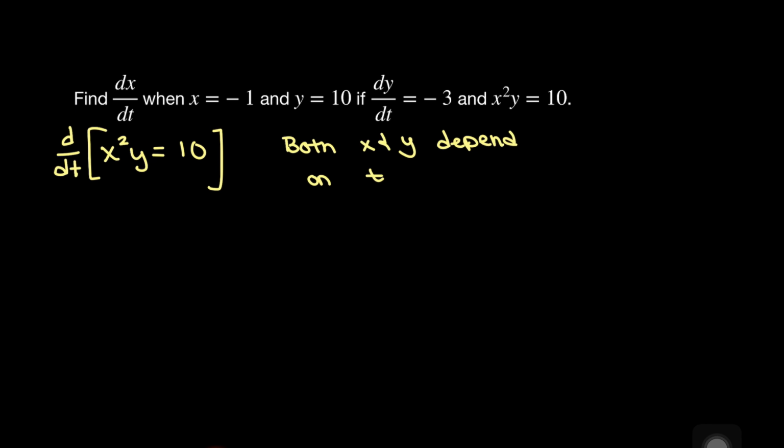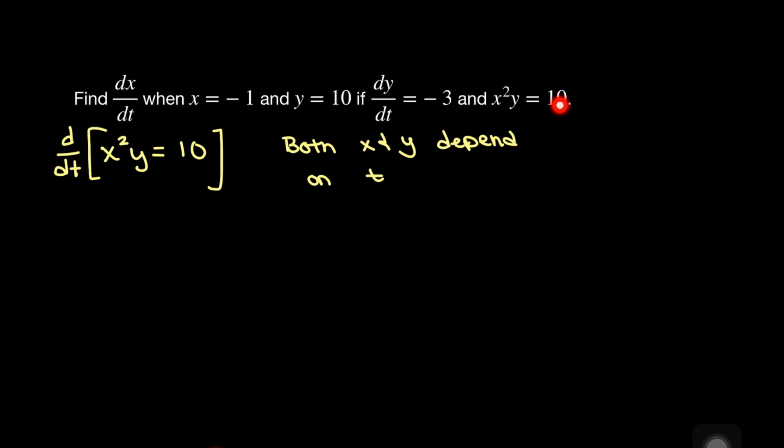So the example I want to do says, find dx/dt when x equals -1 and y equals 10, if dy/dt equals -3 and x squared y equals 10. So we are given one rate of change, one derivative. We're told that dy/dt is -3, and we're asked to find another derivative, another rate of change, dx/dt. So x and y are both functions of t. They both depend on t. And we are given a relationship between x and y through the equation x squared times y equals 10.